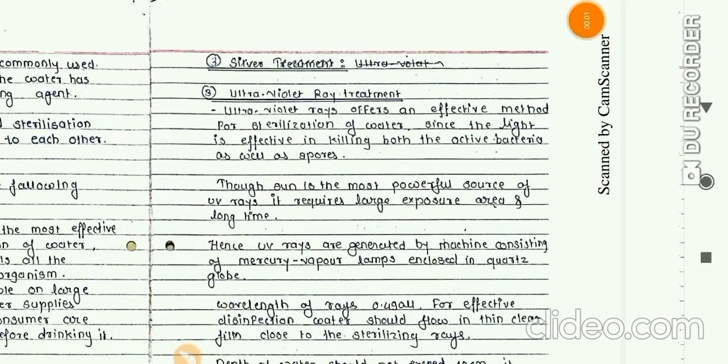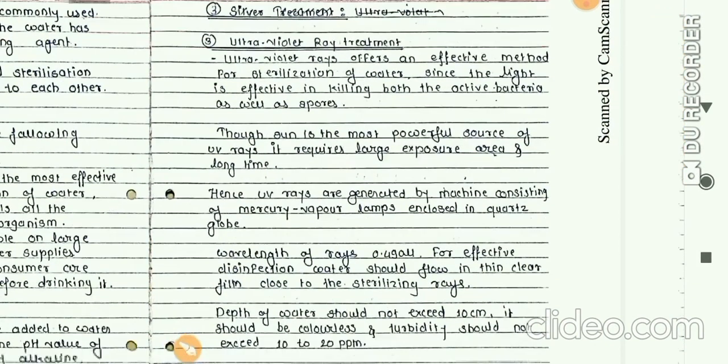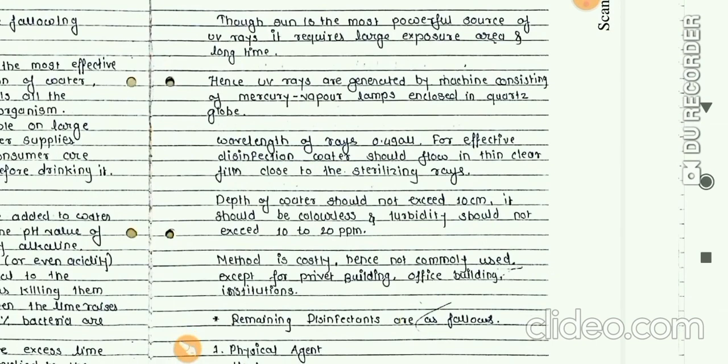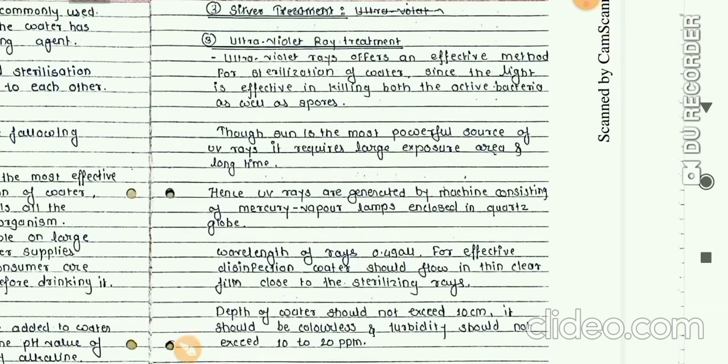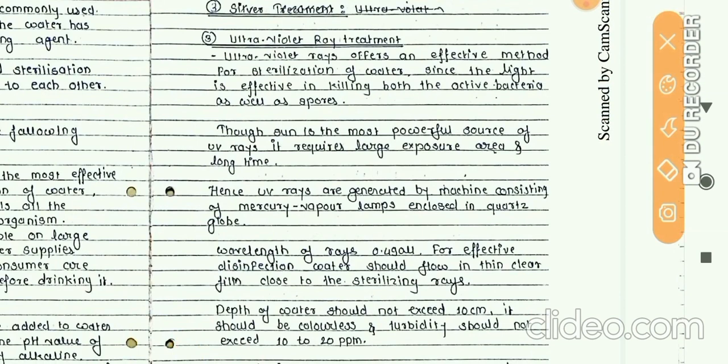Third method is the ultraviolet ray method. In that treatment, we have to use ultraviolet rays to kill that bacteria. Normally, the depth of water should be equal to or less than 10 centimeter, and we have to pass the ultraviolet rays which are created by a machine, that is the mercury vapor lamp, and by using that light we can kill that bacteria.